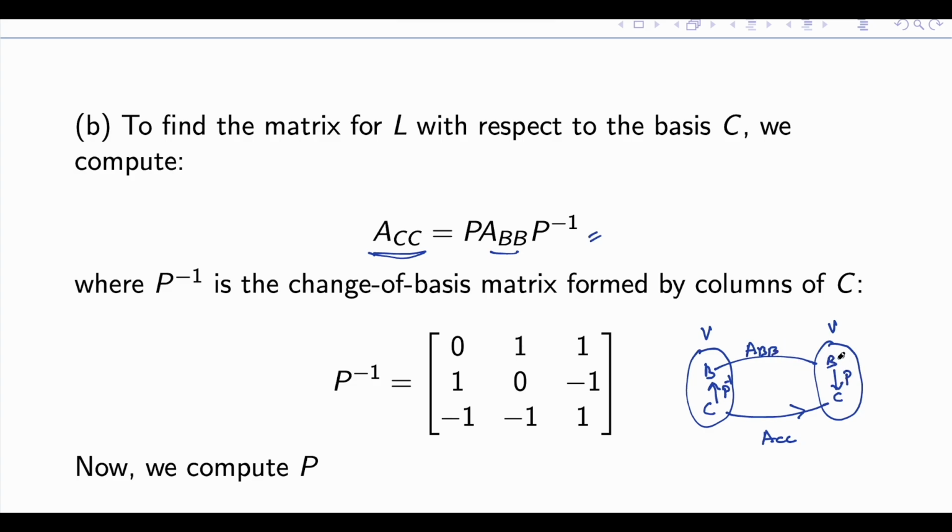A_BB can be obtained as columns of B and then the transformed image of L with respect to B, right? And then perform RREF and get the result. Okay, so now the question here is P inverse. P inverse from C to B, right? C to B means you have to first write the B columns, and B columns are the standard basis. Look at it.